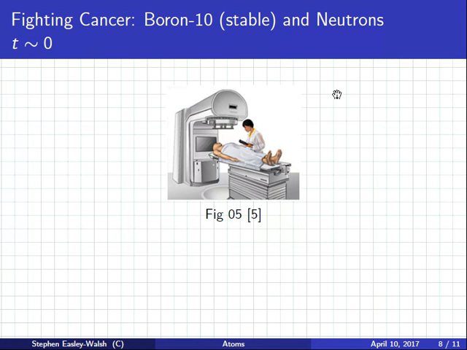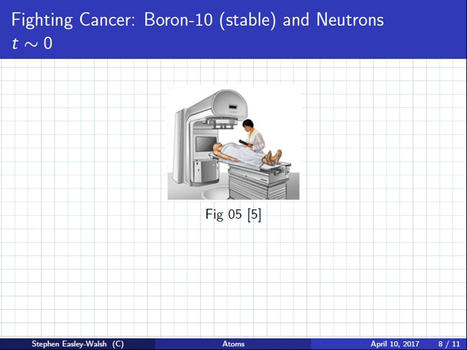But how can you fire the boron and fire the neutron? No, you inject the boron 10. So you take a needle and you put boron 10 inside the person with a needle. Do you understand? And then you fire the neutron.